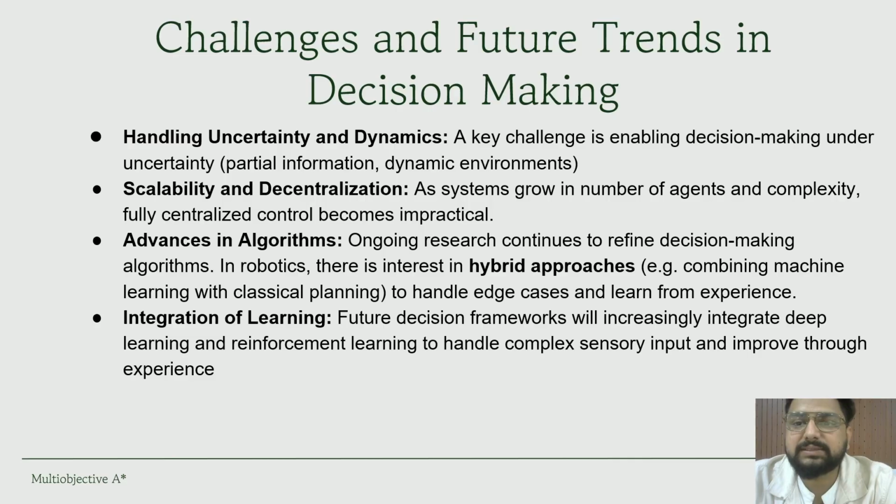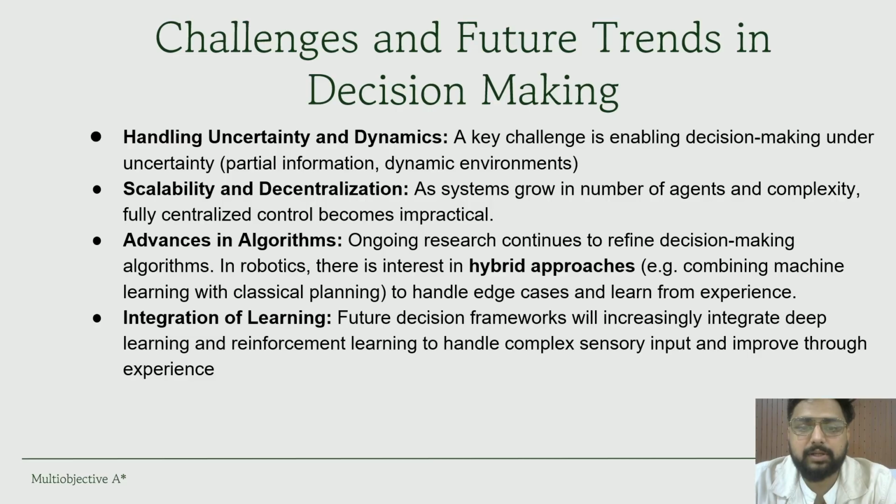Mainly, it is a key challenge that enables the robot to make a decision under certain uncertainty. Then scalability and decentralization, as I explained earlier: in centralized working, there is one central unit which instructs everyone. In decentralization, a group of robots have to communicate with each other, and as the system grows, it can handle more complexity. This is not a fully centralized control.